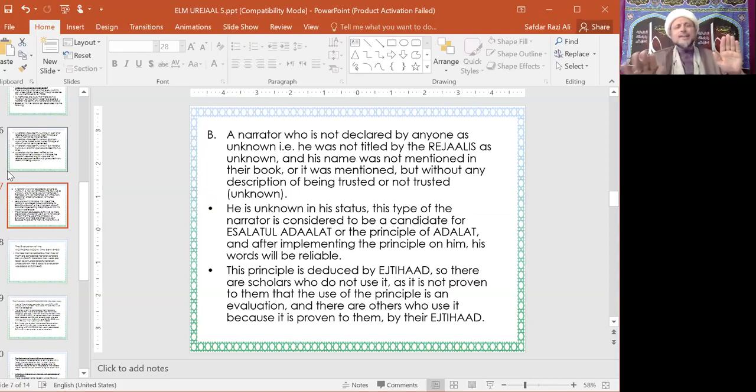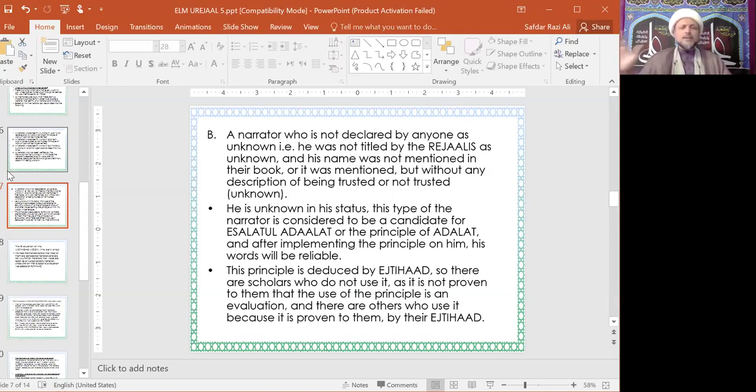The third part: the Rijalis have declared him as a narrator. He's available, but regarding his status, the Rijalis have not said anything about it. So in this case, we apply the principle. If the Rijali has said he's unknown, we don't take. But the Rijalis have not made any comments on his status. Here we apply Isalat. So in one case, you apply the principle of Adala from these 4 cases.